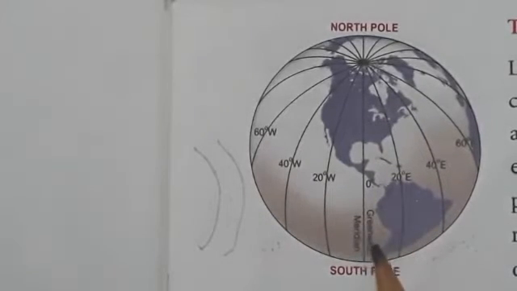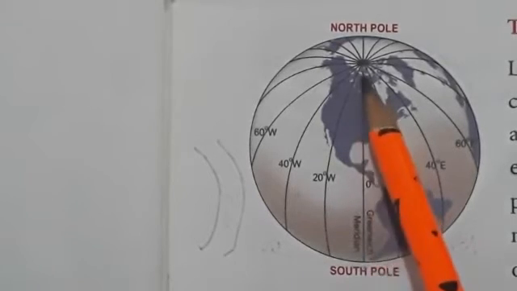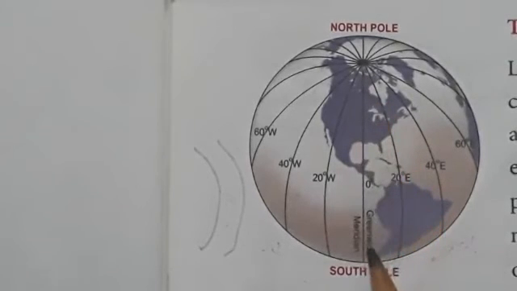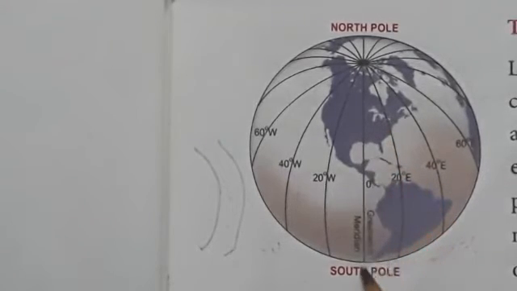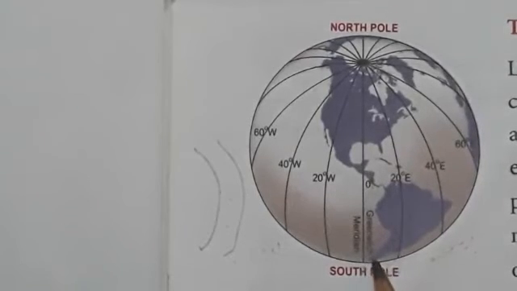See here the longitude that passes through Greenwich in London. In London we have Greenwich, so it passes through that place. This 0 degree longitude we call the Greenwich meridian or prime meridian. So what is this 0 degree longitude called? It is called the prime meridian or Greenwich meridian.